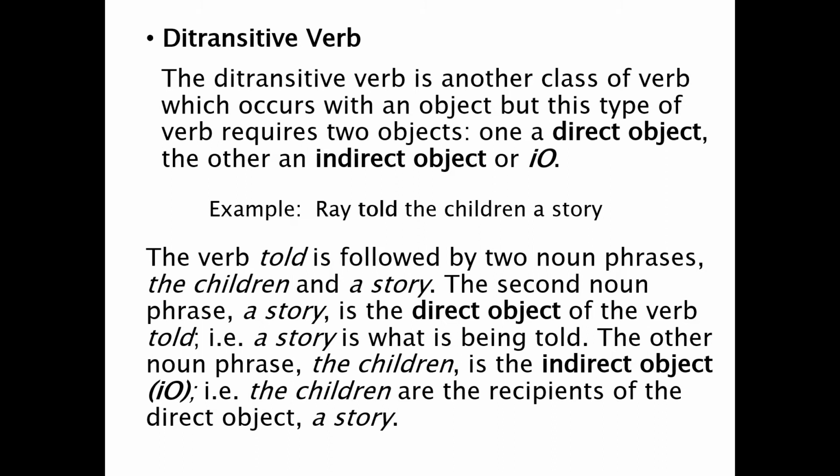Many students say "أنا أخذت الطعام لهدى". So they say "I took for Huda the food," and that is wrong. So I would say this is negative interference between Arabic and English. The transitive verb is a verb that requires a direct object and an indirect object.